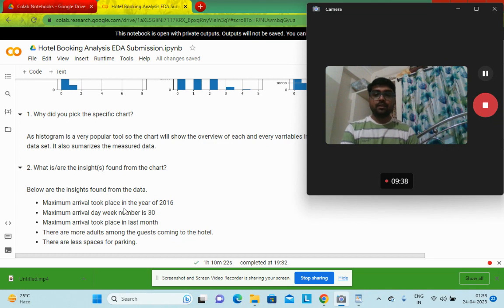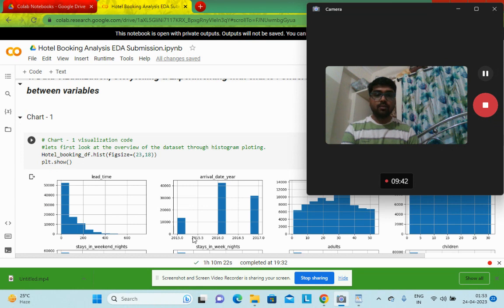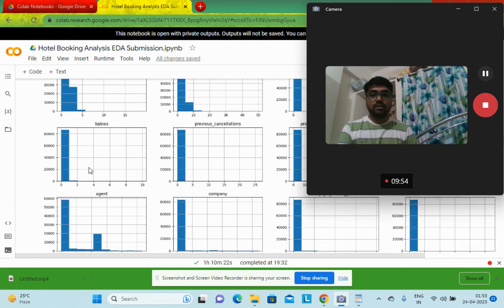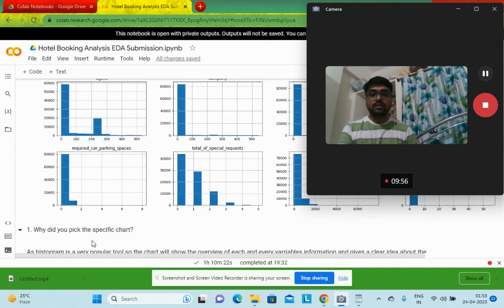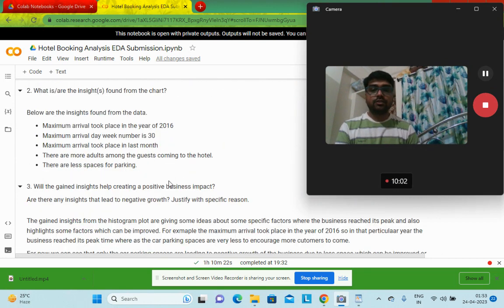Maximum arrival took place in the year 2016. Now, if we go to the second plot here, we can see that the maximum arrival took place in the year 2016, and week 30 is the week number where the maximum arrival took place. Similarly, car parking spaces are very low.